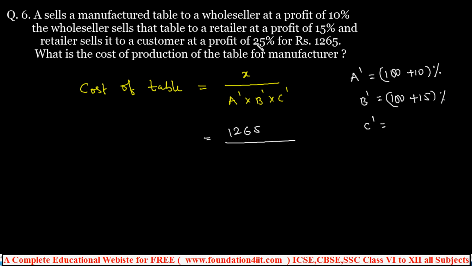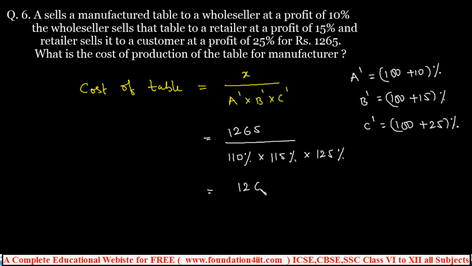And C dash is the last one. The customer also got the profit of 25%, so 100 plus 25 percent. This you can apply here. A dash is 110 percent, into 115 percent, into 125 percent. This value, if you simplify, is nothing but, since the cost of the table is given, finally how much cost of production for the table you have to find out. This X is nothing but the final rate.